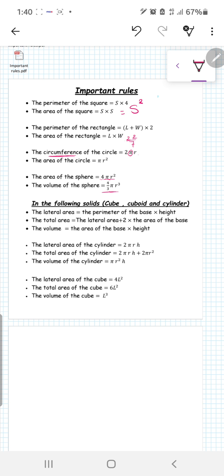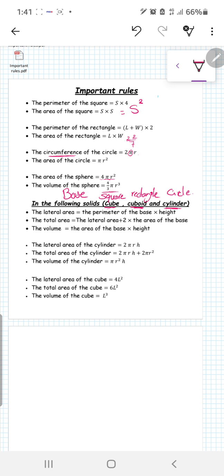So in any solid, first we want to know the base is in what form: circle or square or rectangle and so on. In the cube, its base is a square. Cuboid, its base is a rectangle. Cylinder, its base is a circle.